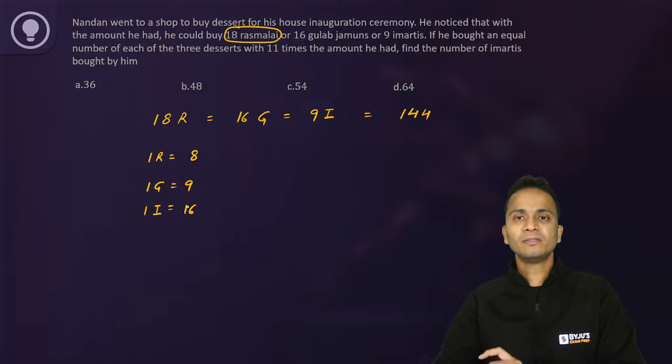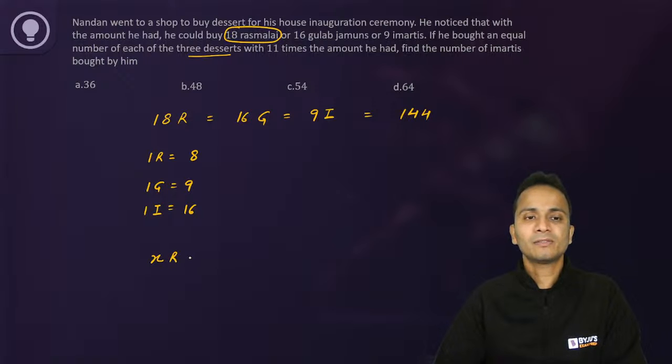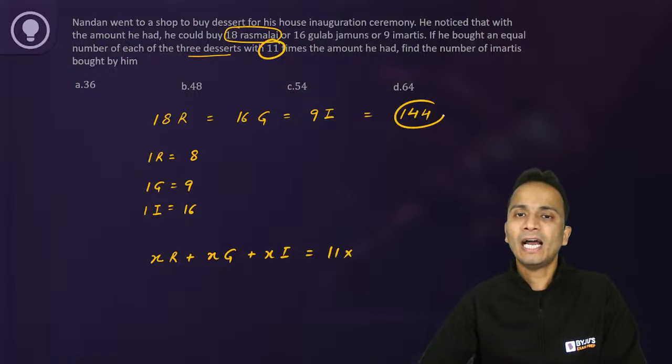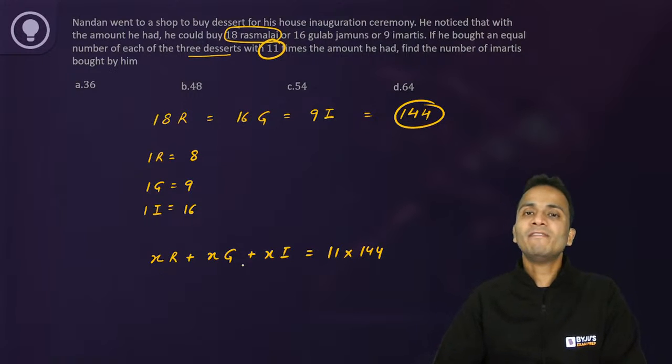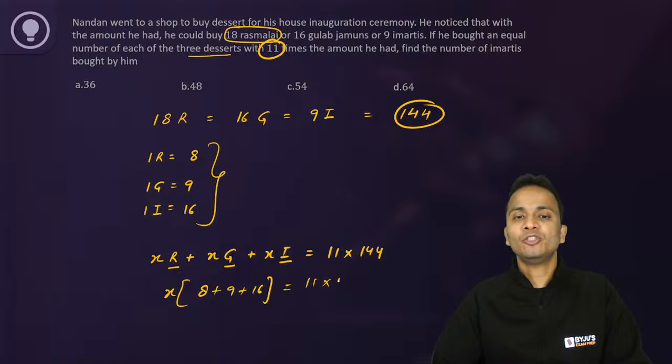Okay, done. Now if he bought an equal number of each of the three desserts, that means he has bought X rasmalais, X gulab jamuns, and X imartis at a price which is 11 times the amount he had. The amount he had is 144. So what will be the value of X is what they have asked. So let's take X common. R plus G plus I, I'll pick it from here. So 8 plus 9 plus 16, and that is equal to 11 into 144.